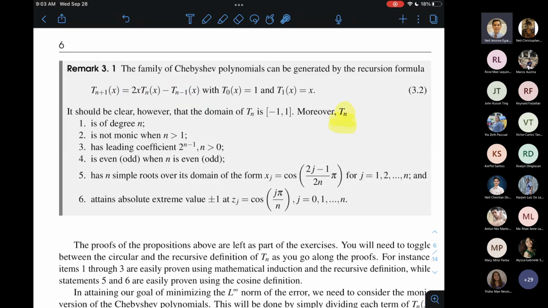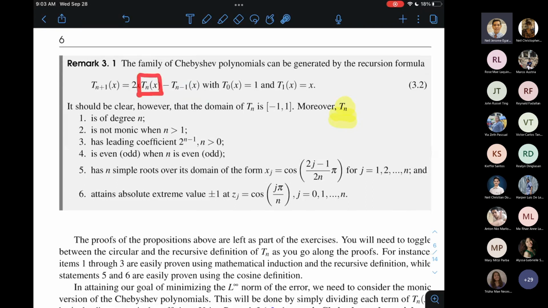Right? And then you can do the recursion again. Kasi kung si Tn ay degree n, mamumultiply siya ng 2x. So this term will be degree n plus 1. So n plus 1 na yung degree niya, minus a degree n minus 1 polynomial. Their sum will be a degree n plus 1 polynomial. So ang degree ni T sub n plus 1 ay n plus 1. So by PMI, true. T sub n is of degree n.